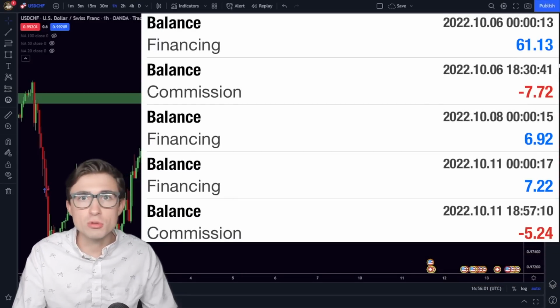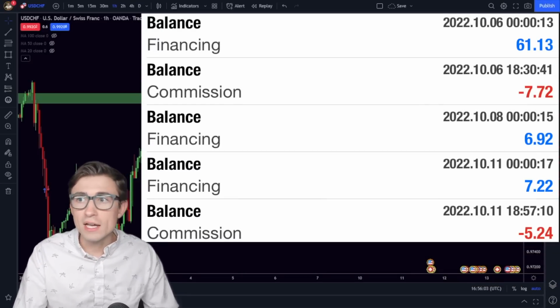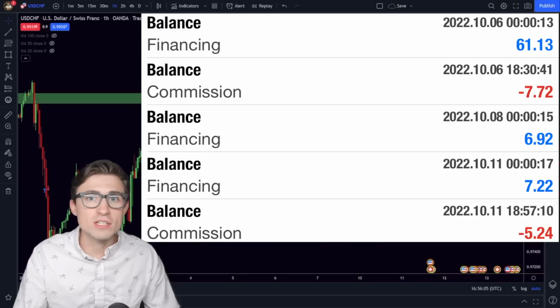Dollar Swiss, nice move overall. And of course, members inside of the group were able to watch this from start to finish.